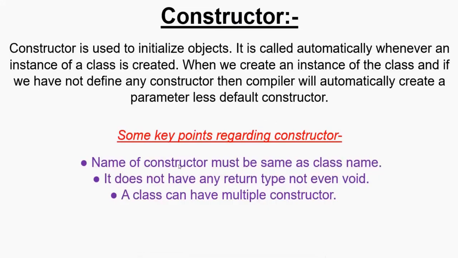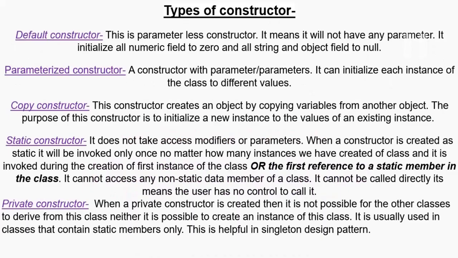Now we have a few types of constructor: default constructor, parameterized constructor, copy constructor, static constructor, and finally private constructor. We will look into these one by one with an example. The first one is the default constructor, which we have already seen.